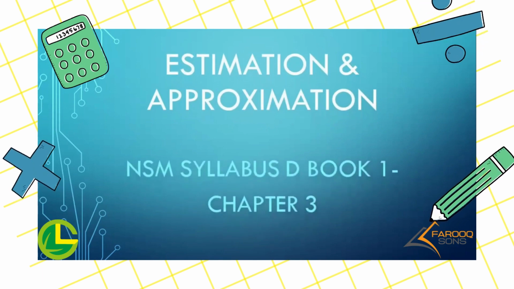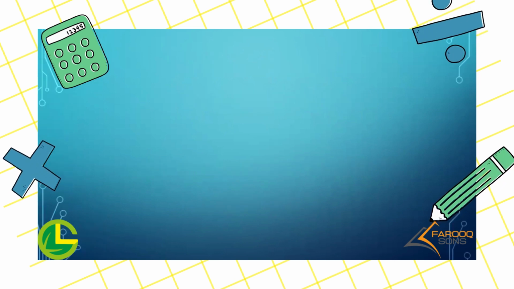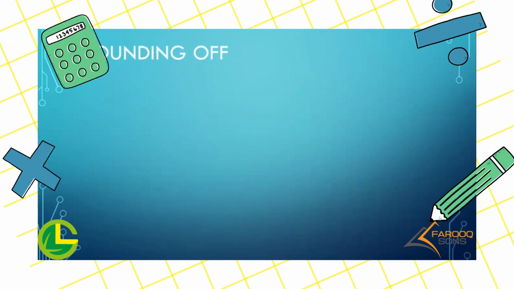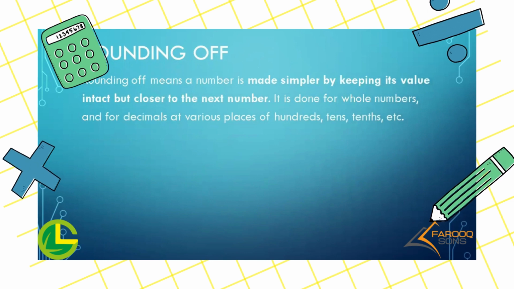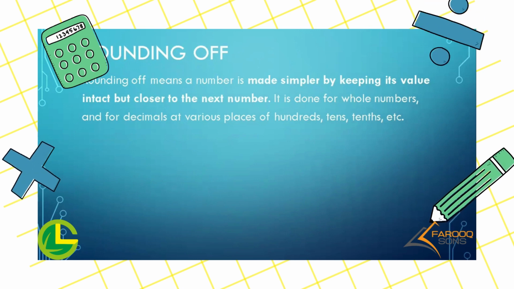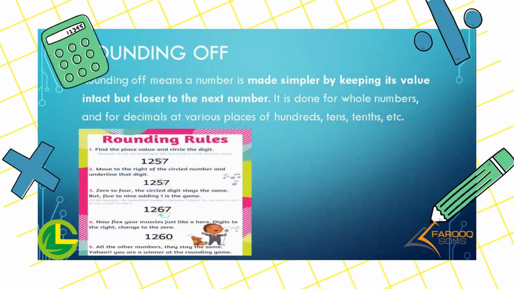Estimation and approximation from New Syllabus Mathematics, Syllabus D, Book 1, Chapter 3. The first thing in estimation and approximation is rounding off. Rounding off means a number is made simpler by keeping its value intact but closer to the next number. It's done for whole numbers and for decimals at various places of hundreds, tens, tenths, etc. We have rules that we need to follow in order to round off numbers.